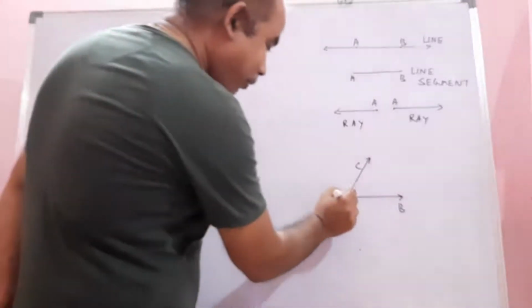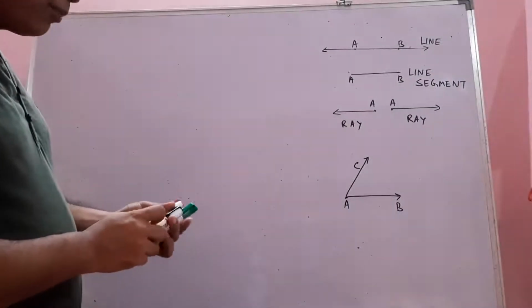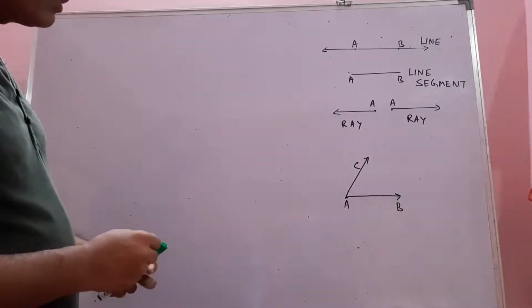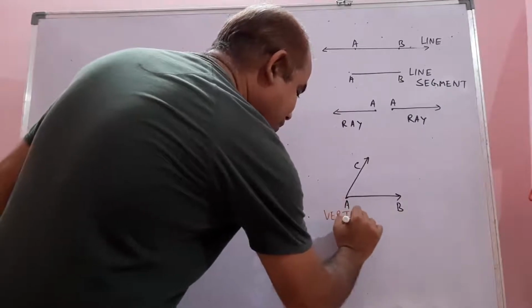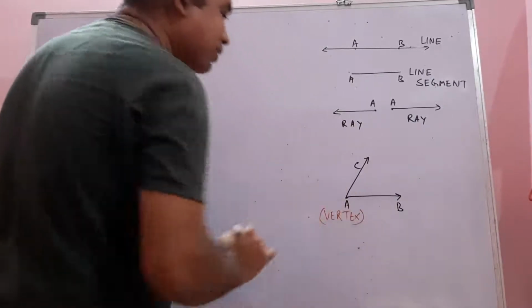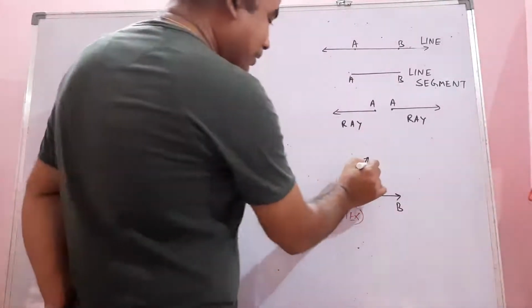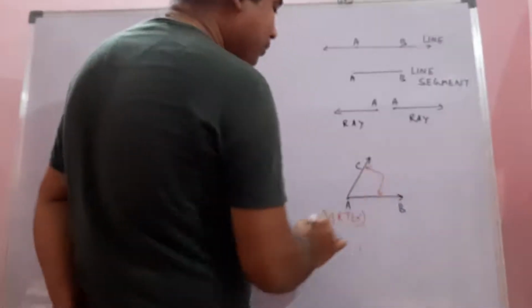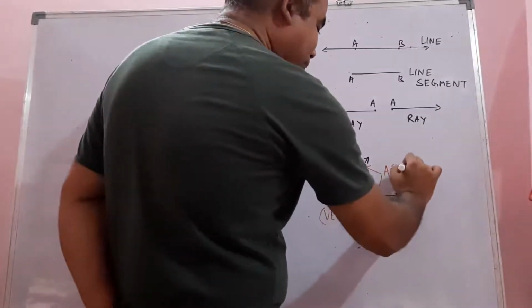Now this endpoint from where they start is called the vertex. Okay, that means this endpoint is called the vertex of the angle. This is the vertex of the angle, and the two rays which form the angle, this one and this one, are called the arms of the angle.